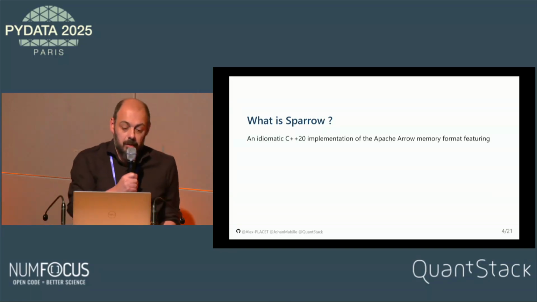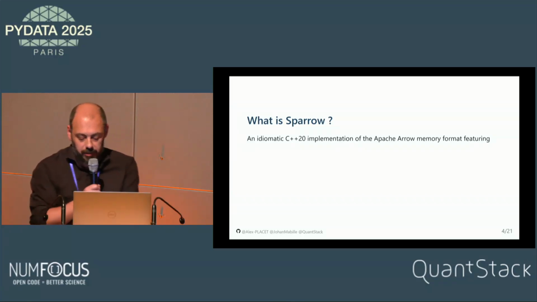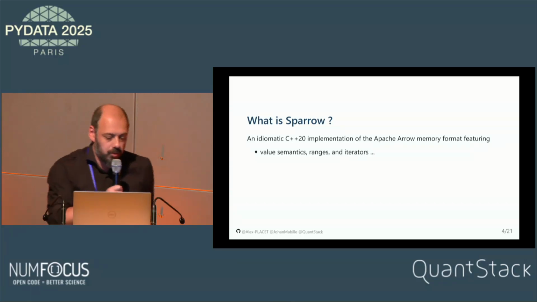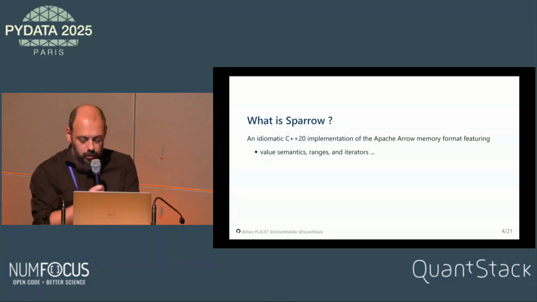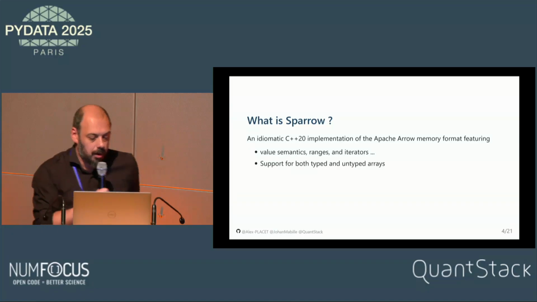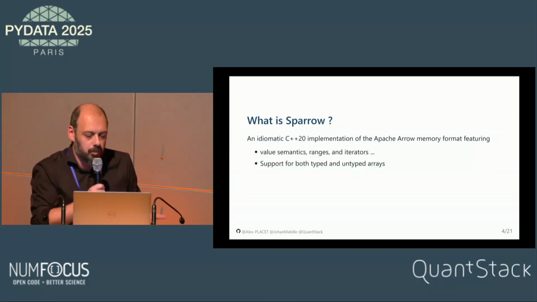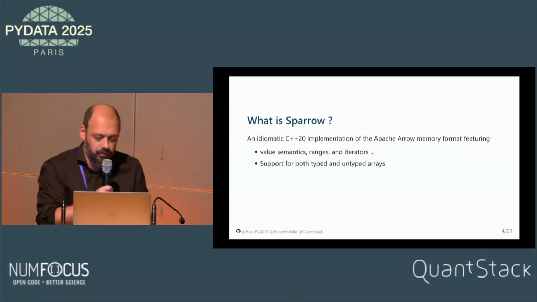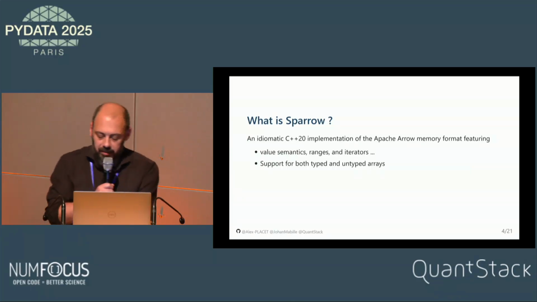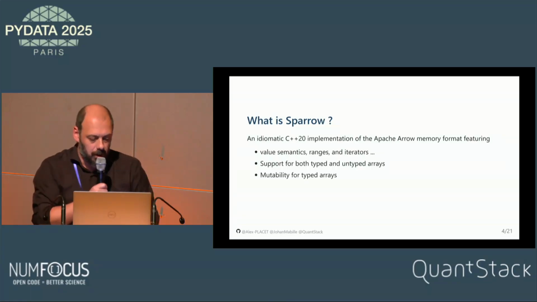It's exactly that. It's an idiomatic C++20 implementation of the Apache Arrow memory format, featuring many things. We're in C++, so firstly, value semantics, ranges and iterators. Ranges is a new feature from C++20. It supports both typed and untyped arrays. When you're used to doing C++ computation, you like to know the types and not do dispatch all the time. But sometimes you have to, for dynamic plugging in other systems, in Python for instance, or other languages. So you need both features.